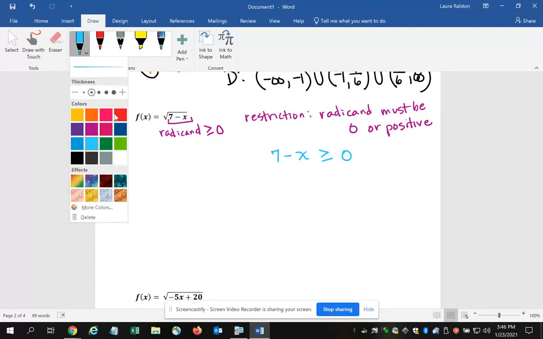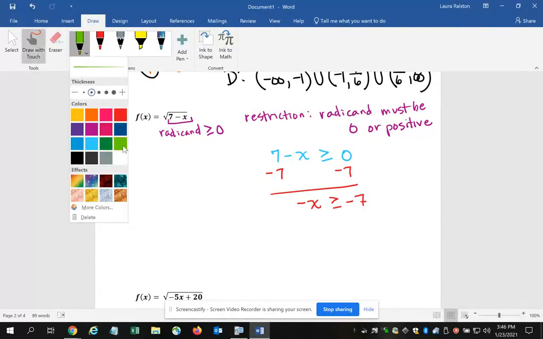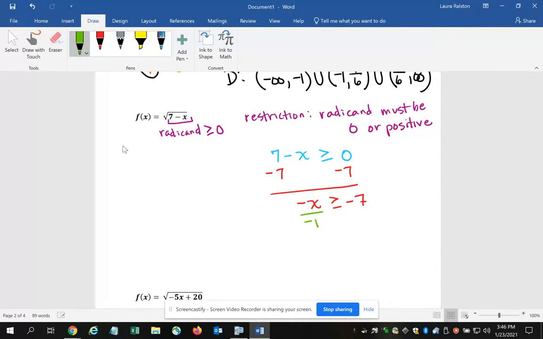Now again, you have to be careful and remember the process. So I'm going to subtract 7 from either side. So I have -x is greater than or equal to -7. Then I'm going to divide both sides by -1. Now here's where you have to remember some algebra rules. The algebra rule says when you multiply or divide an inequality by a negative number, you have to flip it. So it becomes x is less than or equal to +7. And again, it may help you to see that visually on a number line.